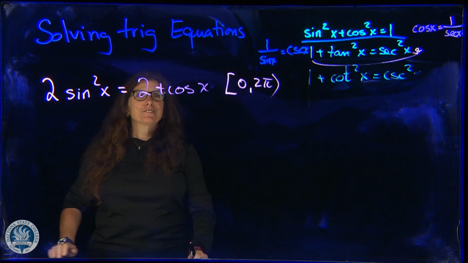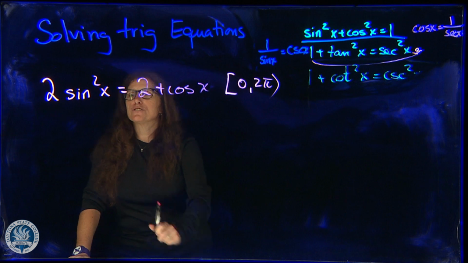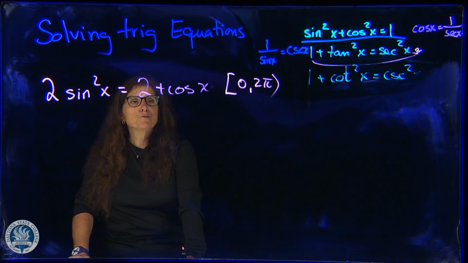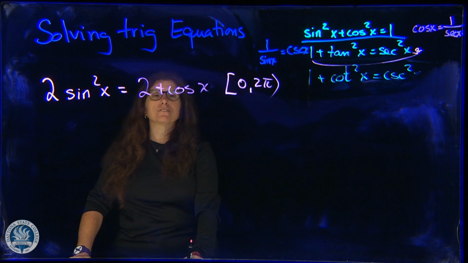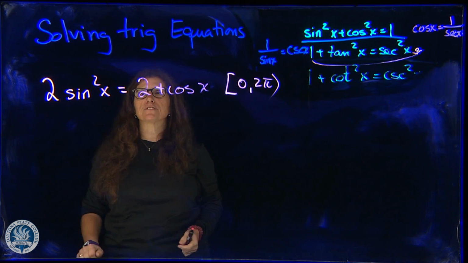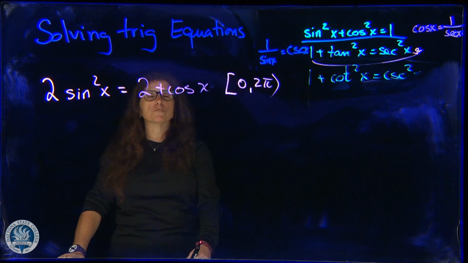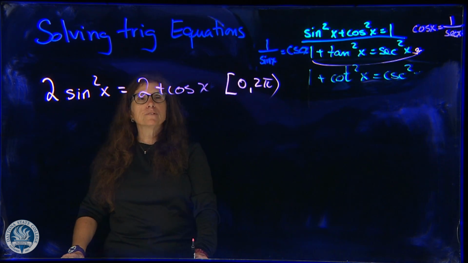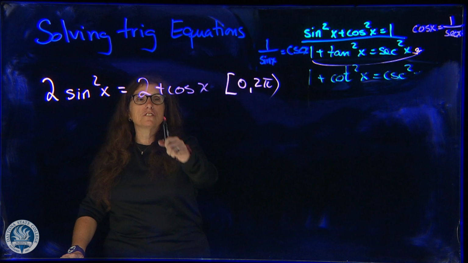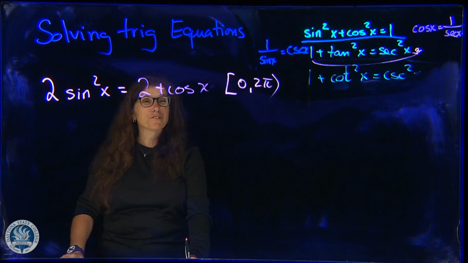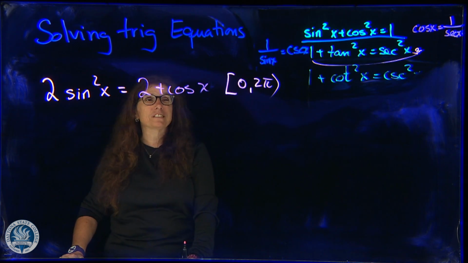Let's solve some more trigonometric equations. 2 sine squared x equals 2 plus cosine x. Now again, we have two different trig functions. You need to change them into the same trig function. Now, which one is easier to change? Is there anything I can do with the cosine to write it in terms of sine?